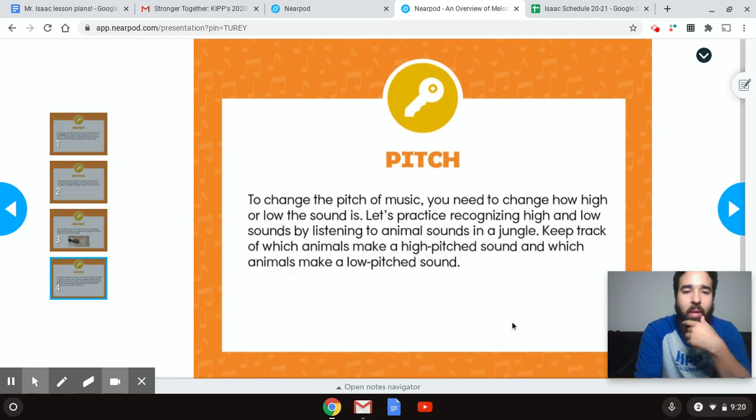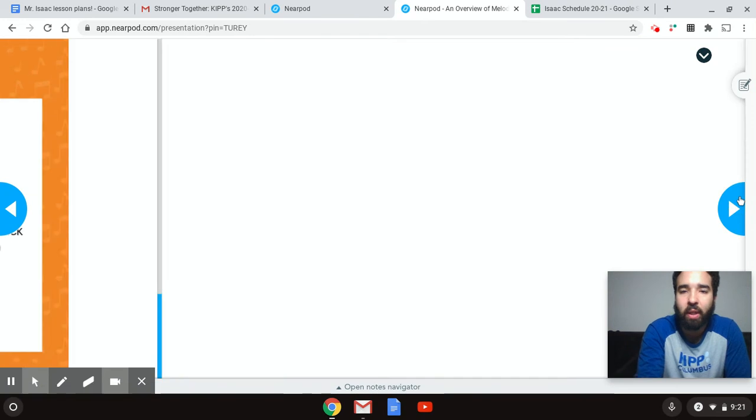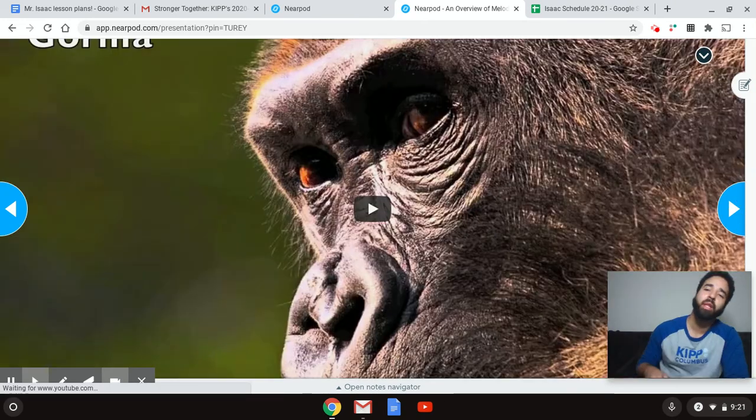Our last slide here. Pitch. To change the pitch of the music, you need to change how high or low the sound is. All right, we did this. We're not going to practice this again, but remember last time there were different animals, and each animal had a different pitch to it. So the gorilla had a low pitch, and the small baby monkey had a higher pitch. So we're going to skip this video again. Go ahead and click next, and then skip the video.